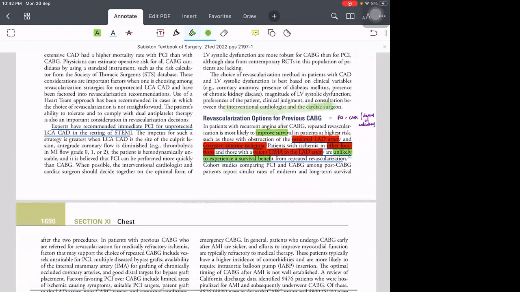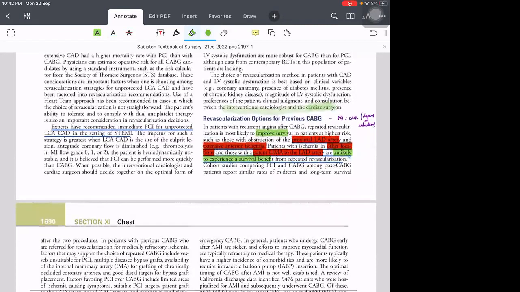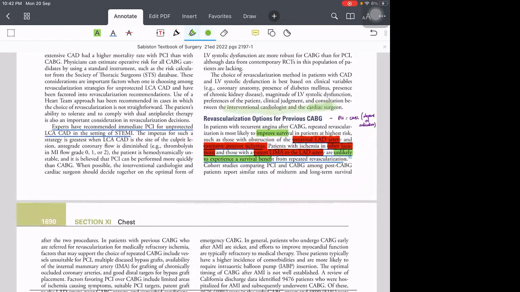Suppose CABG is already done, then again got stenosis. Then which is the best option? That is the question. Then both are equal only. PCI and CABG are equal only. It depends upon the indication.